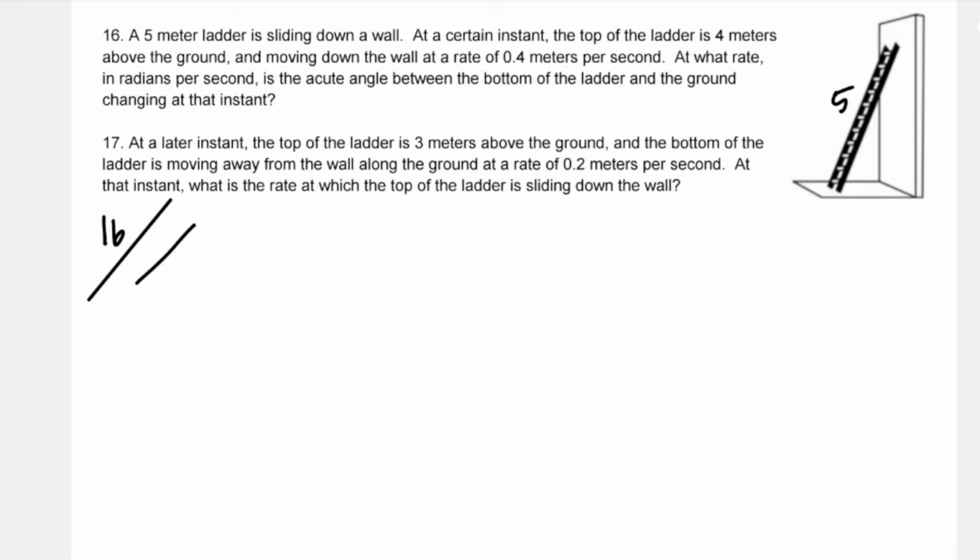Top is 4 above the ground, so it's a little taller. All right, so that's going to be y equaling 4, but only temporarily. Okay, and it's a 5-meter ladder, so x is going to be equal to 3. Okay. The top is moving down the wall at a rate of 0.4 meters per second, so that would be negative 0.4.